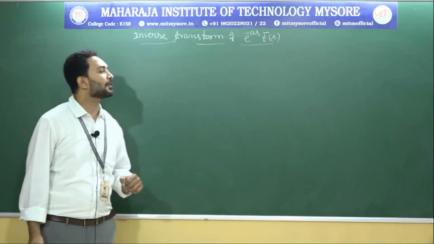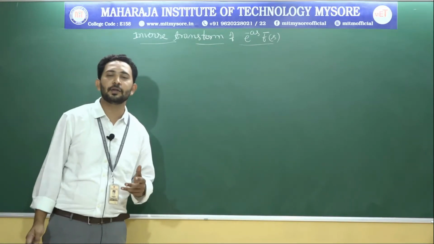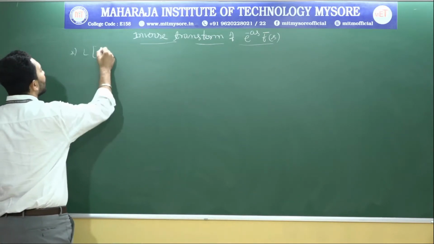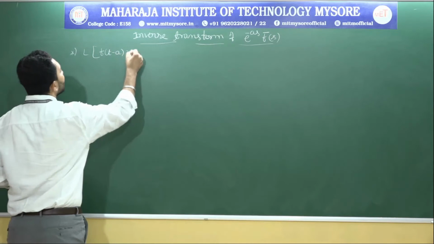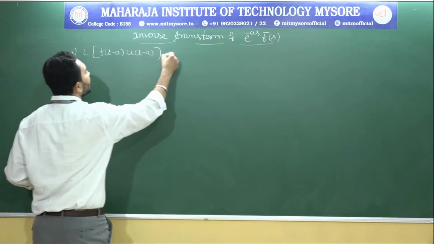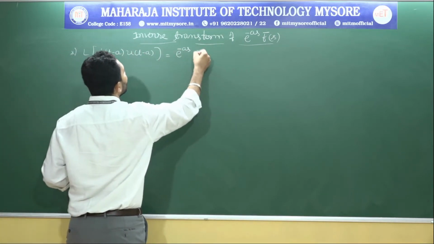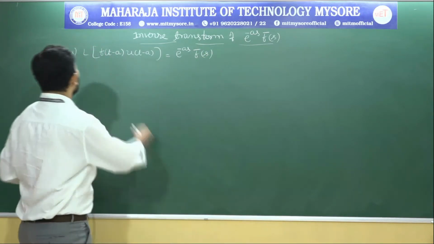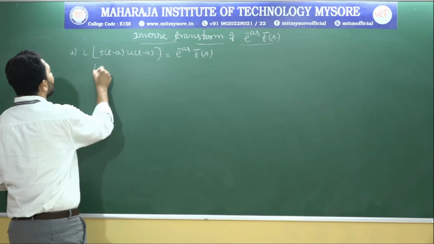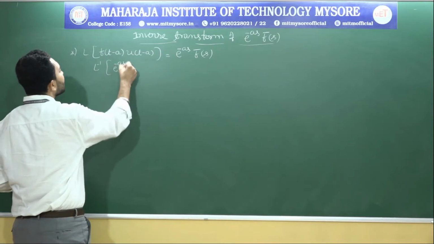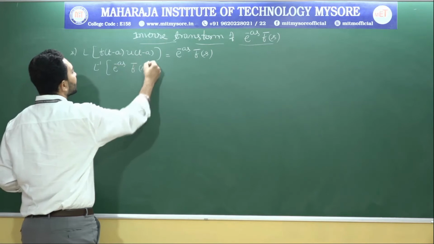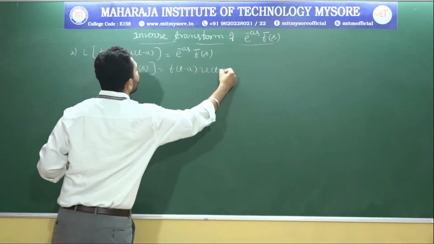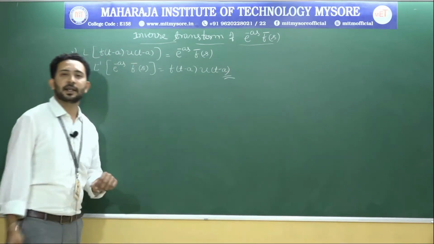Next, the inverse transform of e power minus as into f bar s. We already know, by using the unit step function, we have proved this: f of t minus a into u into t minus a is e power minus as into f bar s. Here f bar s is L of f of t. So I can now write L inverse of e power minus as into f bar s as f of t minus a into u into t minus a.